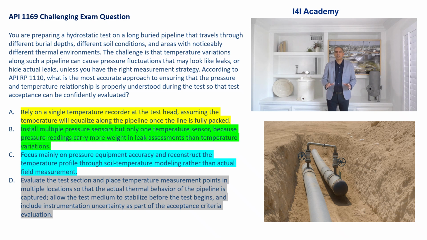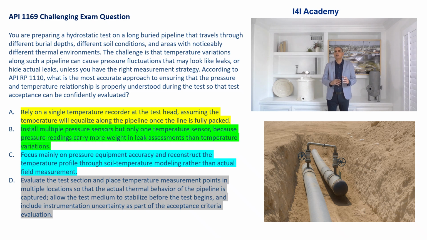A. Rely on a single temperature recorder at the test head, assuming the temperature will equalize along the pipeline once the line is fully packed. B. Install multiple pressure sensors, but only one temperature sensor, because pressure readings carry more weight in leak assessments than temperature variations. C. Focus mainly on pressure equipment accuracy and reconstruct the temperature profile through soil temperature modeling rather than actual field measurement.